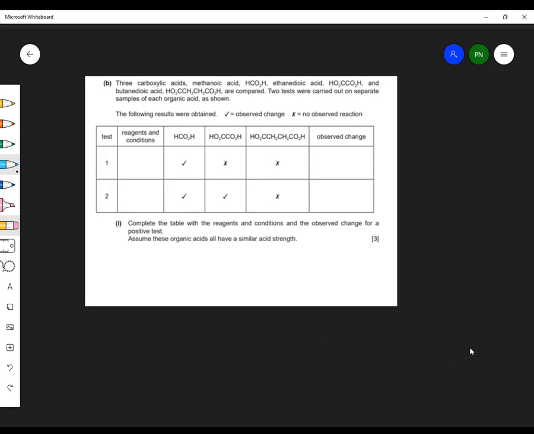Okay, now this one's a weird one because it's one of those nooks and crannies of the syllabus, but you must know this. Methanoic acid is very easily oxidized. Ethanedioic acid is very easily oxidized as well, but not as easily as this guy. But butanedioic acid isn't oxidized. So what would give a positive test for this guy but not for this guy? This guy's never going to give a positive test, so we can ignore this. All of this is not going to be oxidized. But these two are.